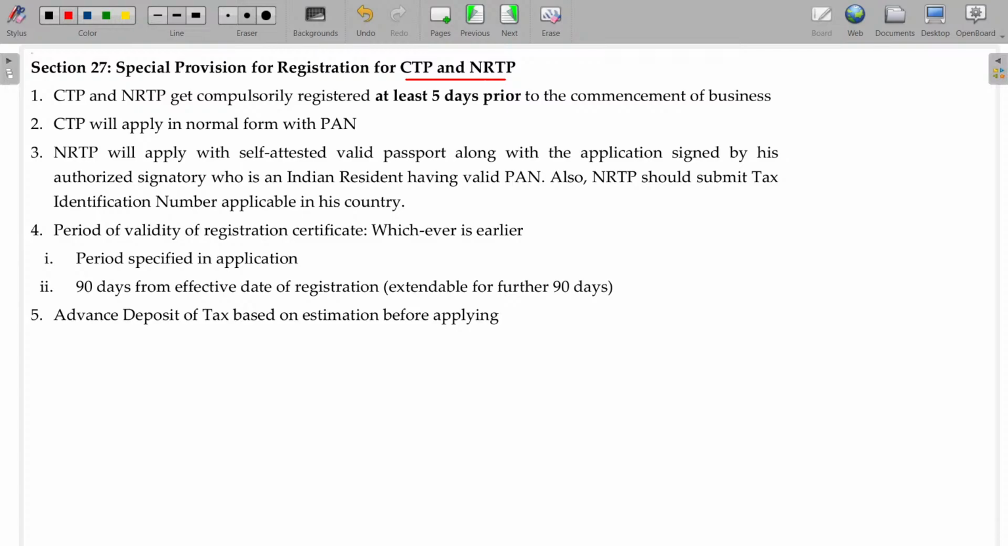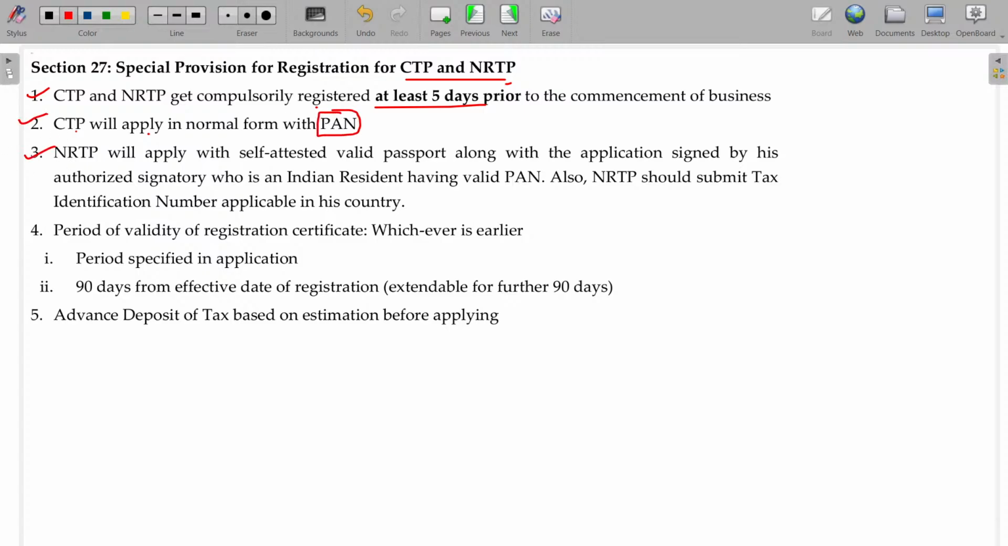In Section 27, we are going to discuss CTP and NRTP. In this case, you have to apply at least 5 days prior. Along with the application, you have to give the estimated tax payable also. CTP and NRTP must compulsorily register at least 5 days prior to the commencement of business, and a CTP will apply in the normal form with the PAN number.